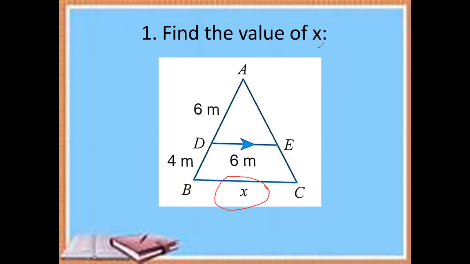Okay, I will have a timer so that when the timer ends, then we go to the next number. Again, set up the correct proportion so that you can find the value of x. All right. 2 minutes and 30 seconds to answer. You will hear an alarm once the time is up.